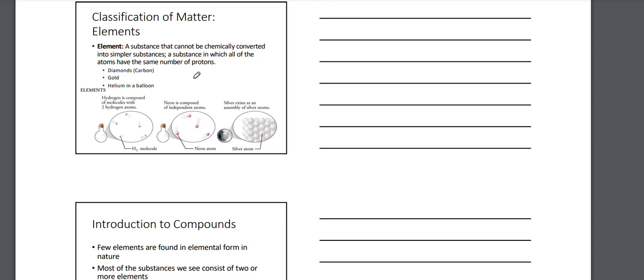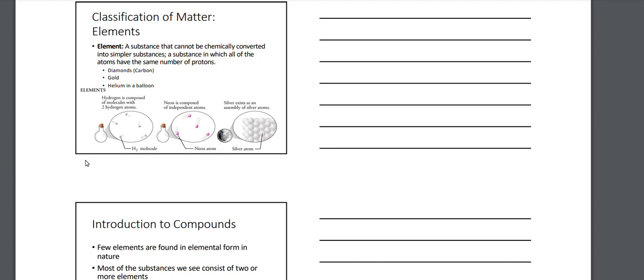In order to be an element, everything in that substance must have the same number of protons. If you have a mixture of two substances that has two different numbers of protons, it's no longer an element, because you have two different elements combined together.